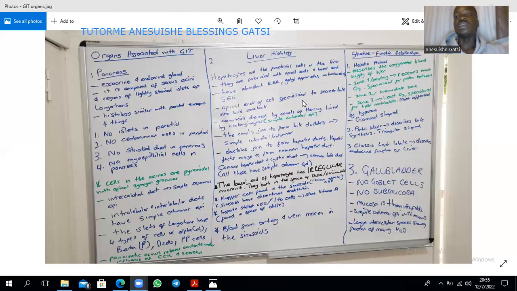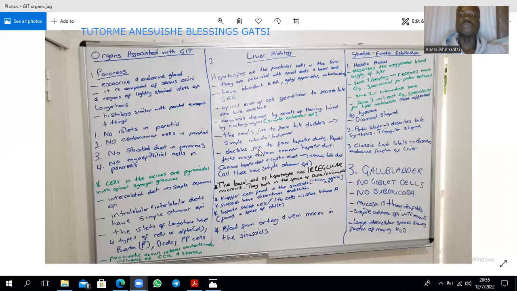Then the bile canaliculi are drained by the canals of Hering, which are lined by cholangiocytes. Those cholangiocytes are simple cuboidal epithelial cells. From the canals of Hering, you get to the bile ductules, which have a simple cuboidal to columnar epithelium. Then the ductules join to form the hepatic ducts.